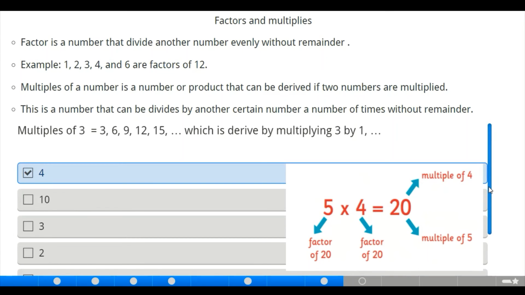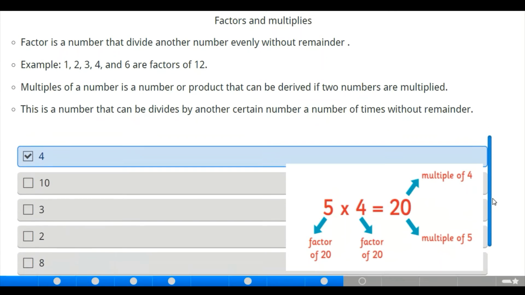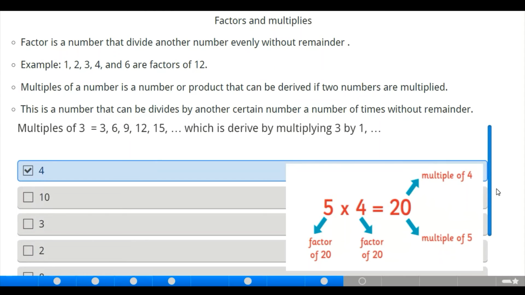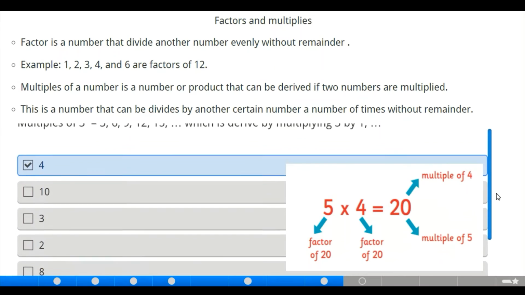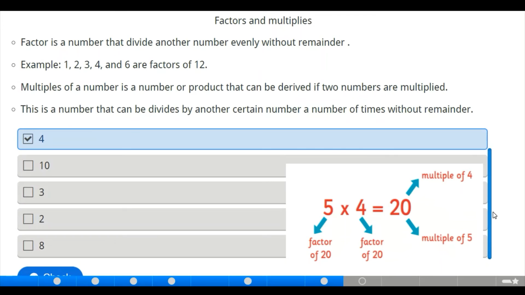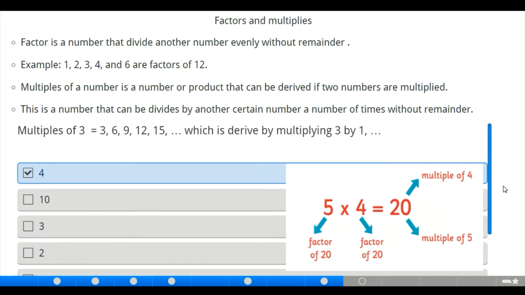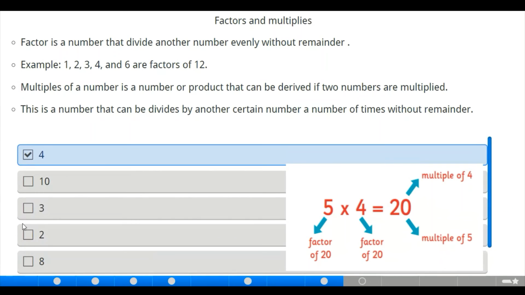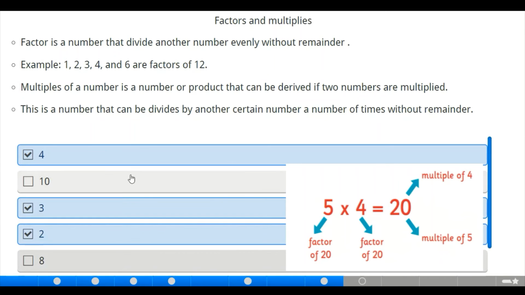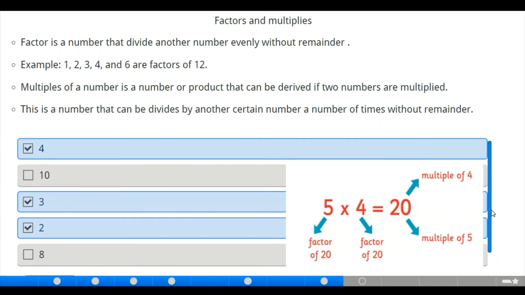Now let's look at what else we can multiply with. If we have 3 multiplied by 5, it's going to give us 15, right? So 3 multiplied by 2 will give us 6, so we can have this as well. Now 3 multiplied by 3 will give us 9, so we can have this as well. So those are the listed values for the examples of multiples of 3 that we have there.